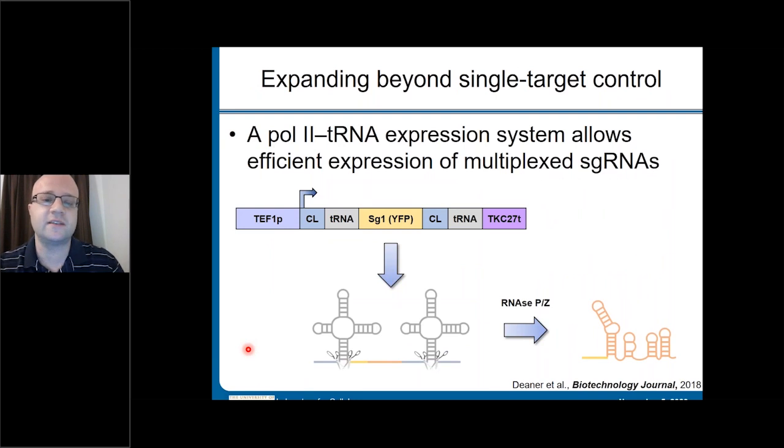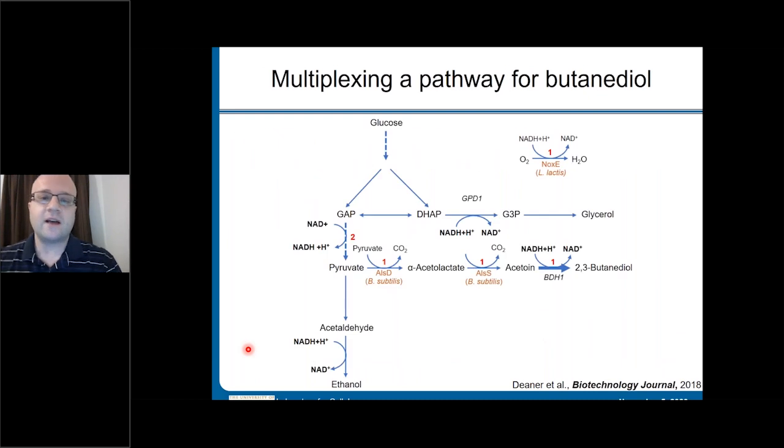We also made advances in terms of using tRNA-based systems to flank our guide RNAs so that we can get operons, if you will, of guide RNAs to express based off of a Pol2 basic promoter as opposed to using alternative promoter systems. So this allows for the cleavage and maturation of these guide RNAs and allows us to multiplex. What that allows us to do is be able to multiplex pathways rapidly.